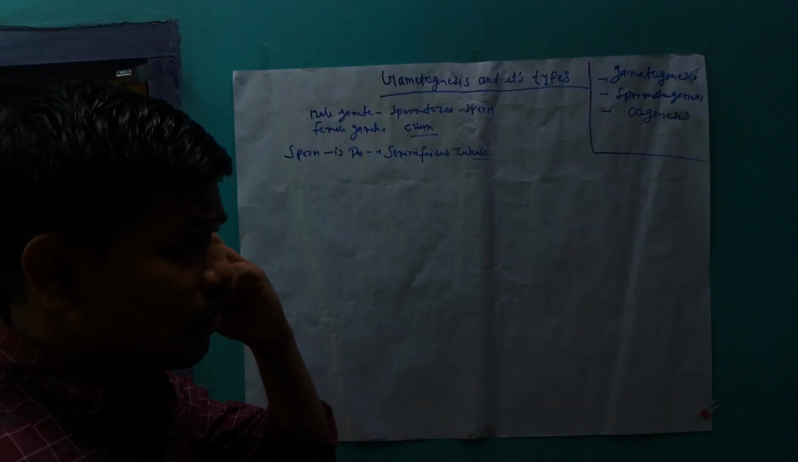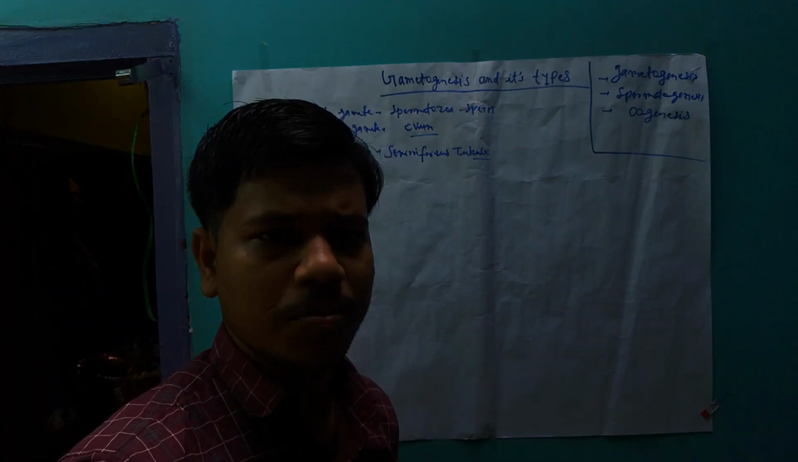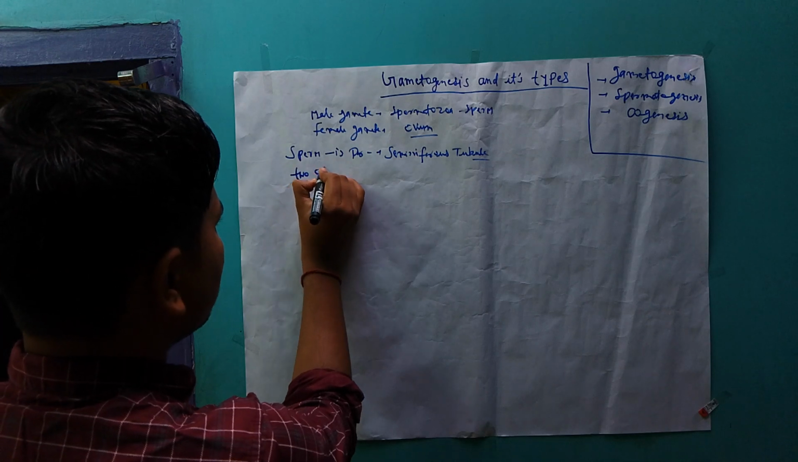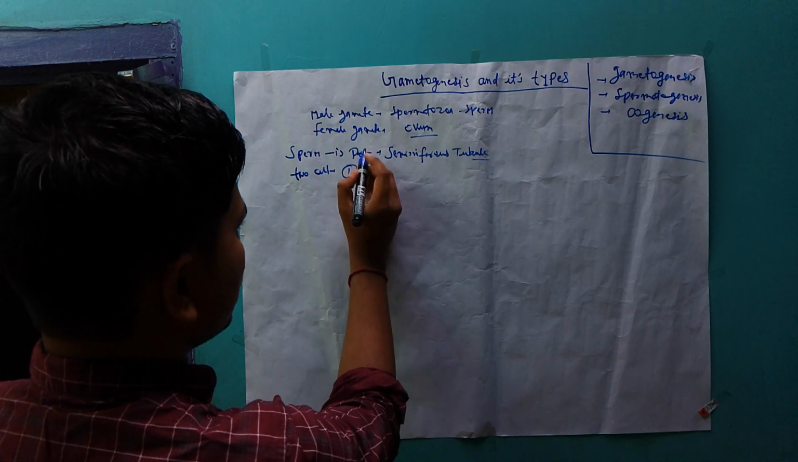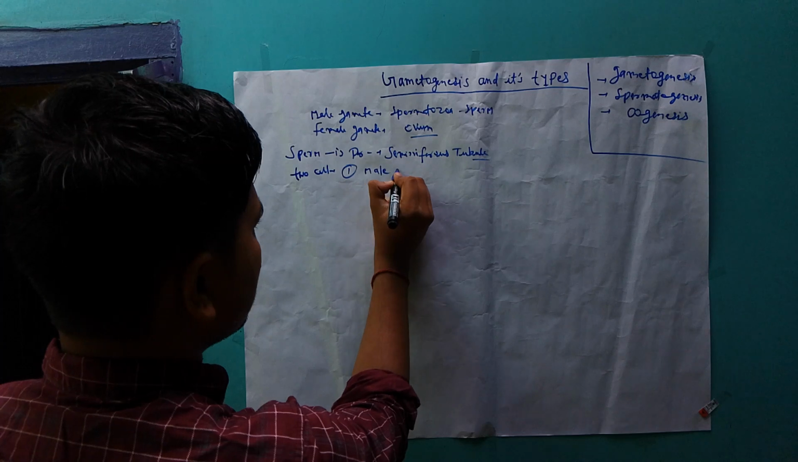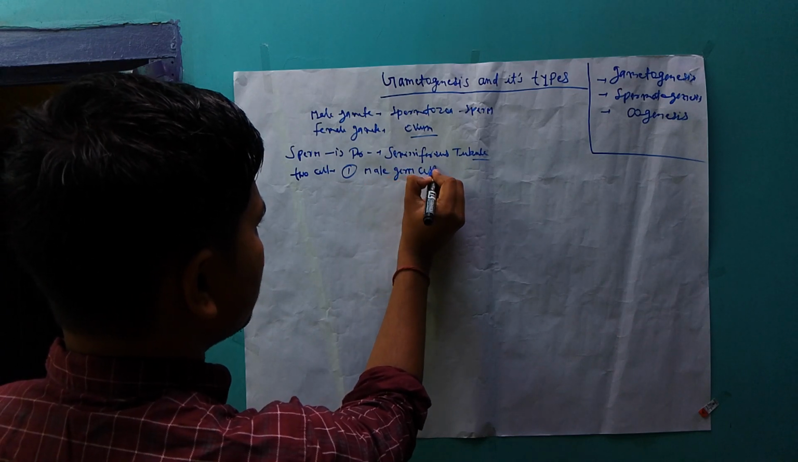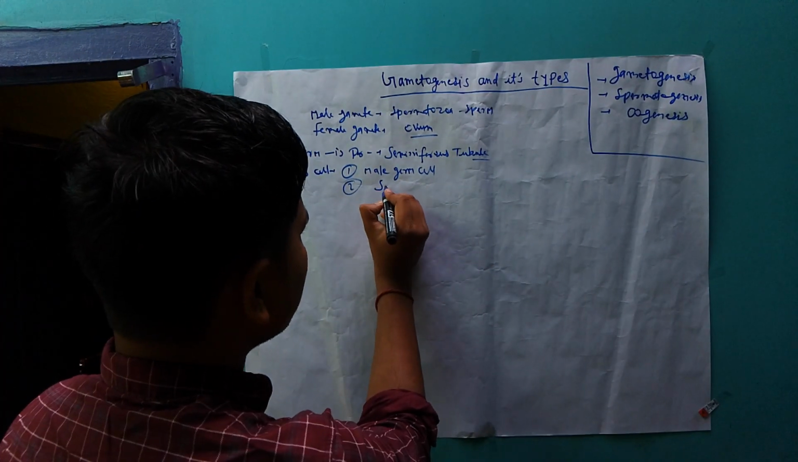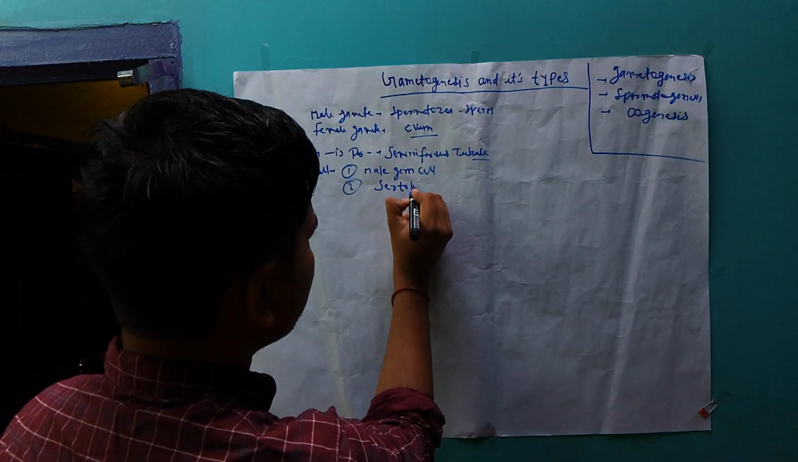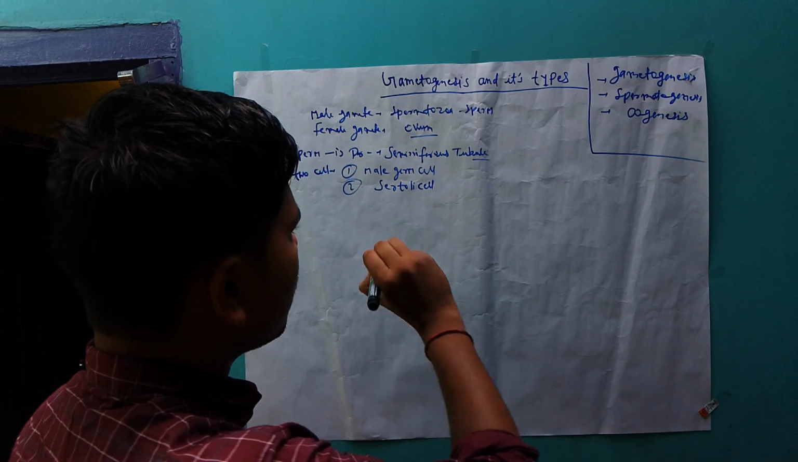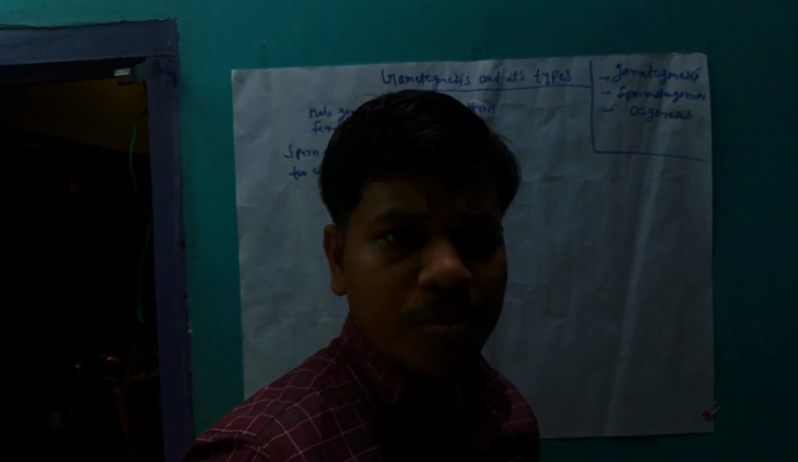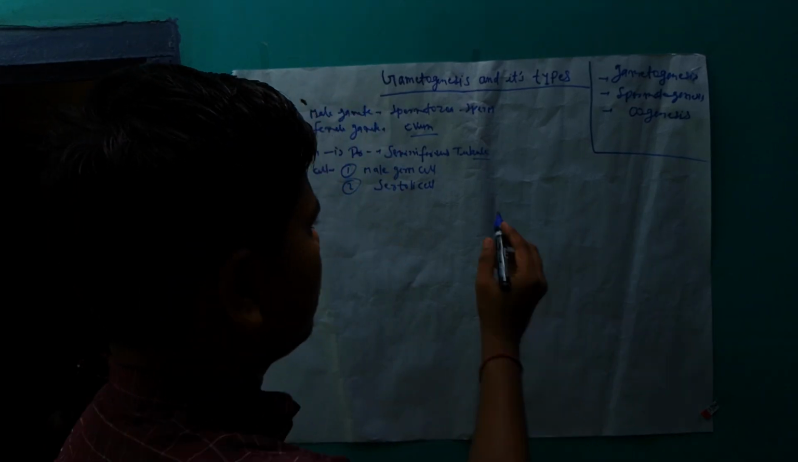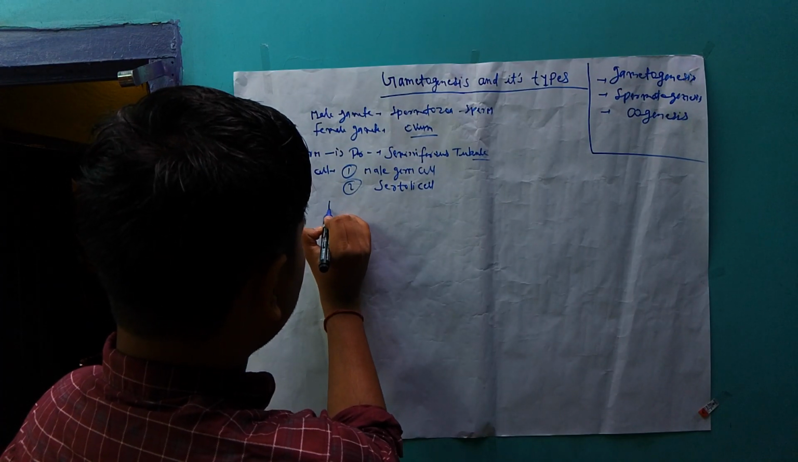The seminiferous tubule is the site of production of sperm. It consists of two types of cell. First is the germ cell, the male germ cell, and second is the Sertoli cell. Outside the seminiferous tubule, there are interstitial cells, which are also called Leydig cells.